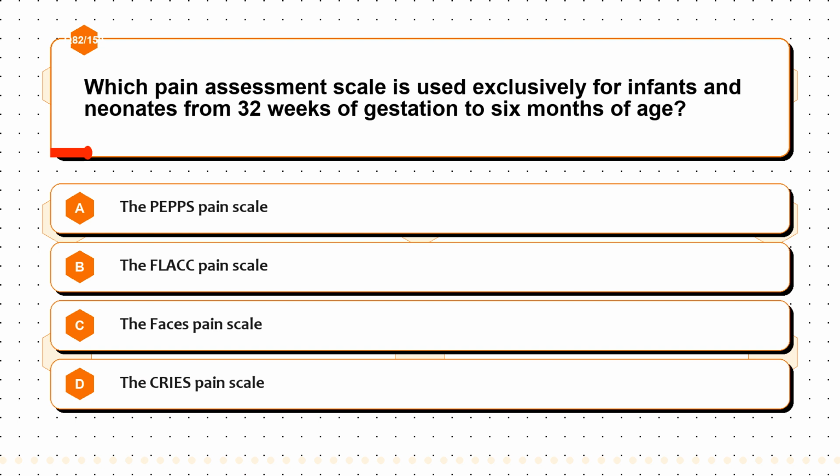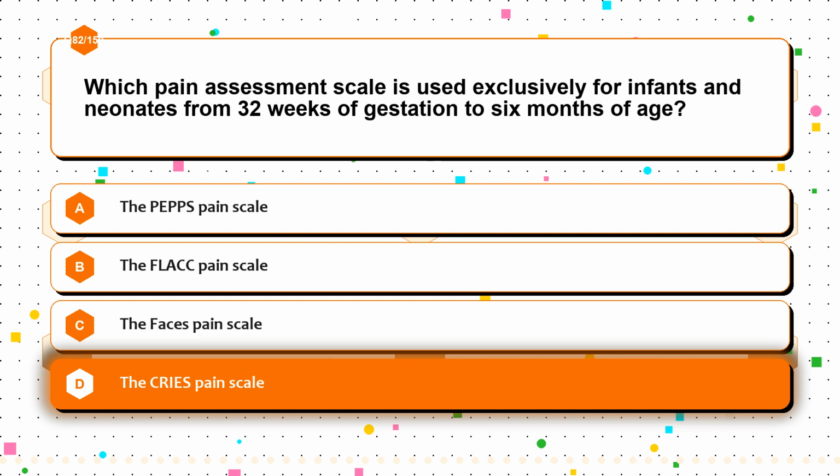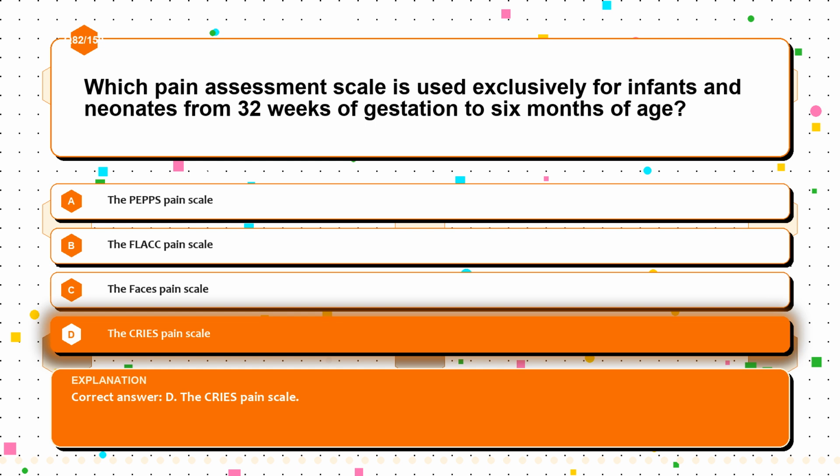Question 82. Which pain assessment scale is used exclusively for infants and neonates from 32 weeks of gestation to 6 months of age? Here are the options. Option A, the PEPS pain scale. Option B, the FLAC pain scale. Option C, the FACES pain scale. Option D, the CRIES pain scale. The correct answer is option D, the CRIES pain scale.